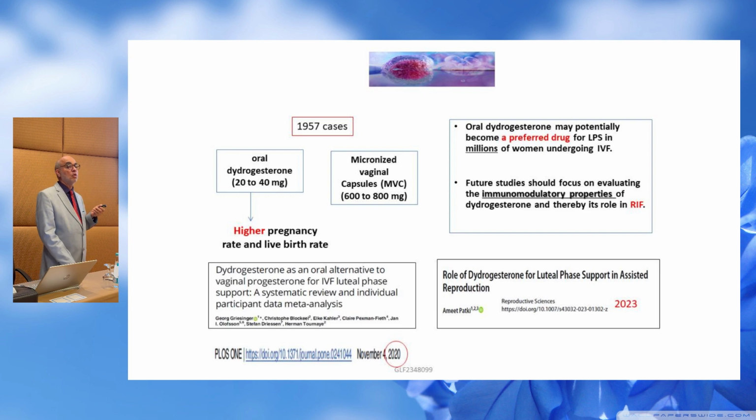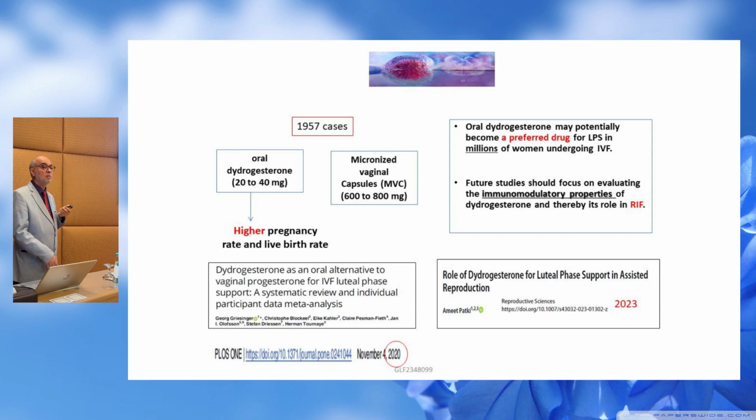And the same group published recently, in 2020, a study comparing it to the oral micronized capsule. Of course, the oral capsule, as I told you, has low bioavailability, and they achieved a higher pregnancy rate with dydrogesterone versus the vaginal capsule. When they put it in the vagina, the higher pregnancy rate was achieved with dydrogesterone.